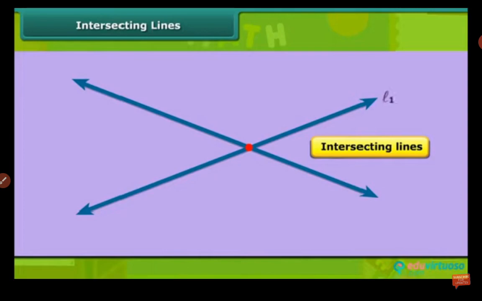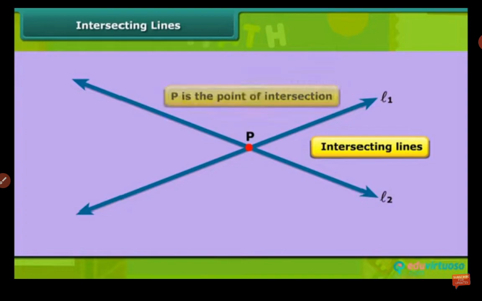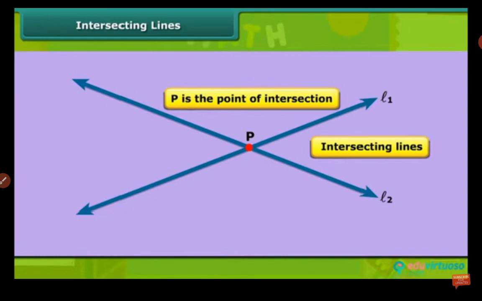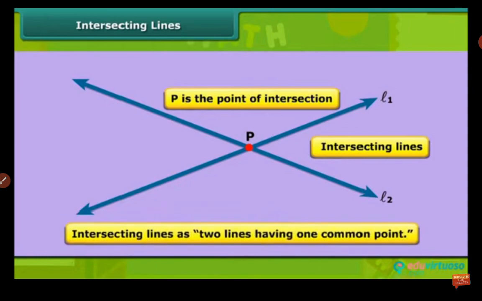Two lines L1 and L2 pass through a point P, then L1 and L2 are intersecting lines, and P is the point of intersection. We can also define intersecting lines as two lines having one common point. A variety of examples around us has intersecting lines.